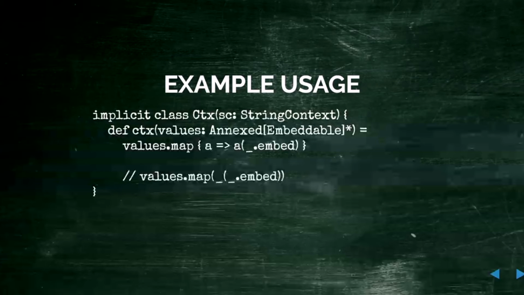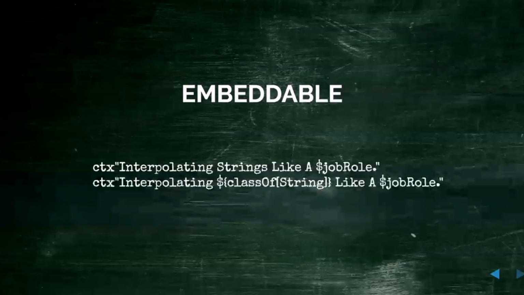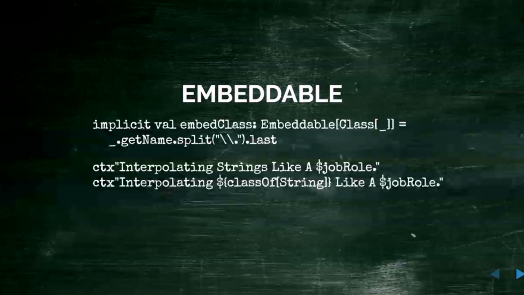So what this means is that we can now write things like interpolating strings, like a job role. That works fine. This will fail unless we have an implicit defined for dealing with embedding classes. And this is exactly what we want. So this little trick, there's no reason why this wouldn't apply to other methods that are completely unrelated from string interpolators. It's just particularly useful in this example.